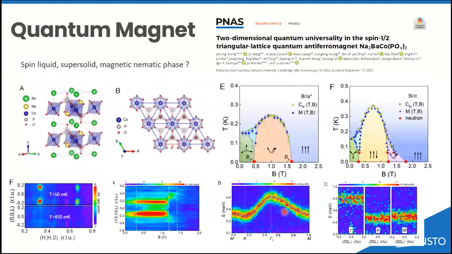So the last example I would like to mention is the study with quantum magnets. And the first example here is actually this example.